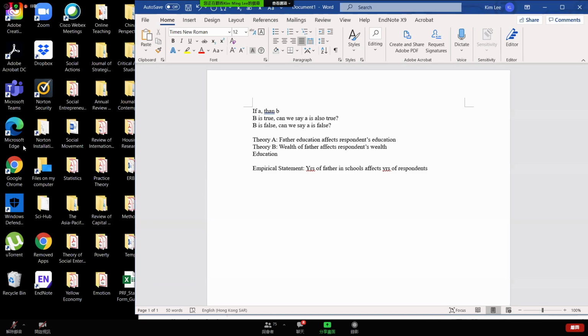For example, just a theory: education doesn't affect kids, or maybe sons and daughters, the children's well-being. Because the state, for example, takes care of them. All education is free, up to say university level or even postgraduate level.